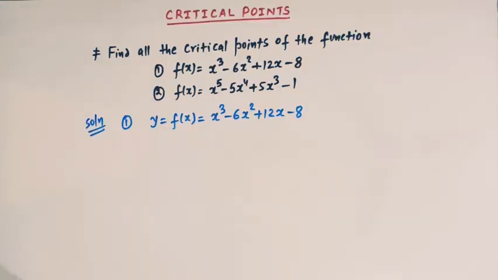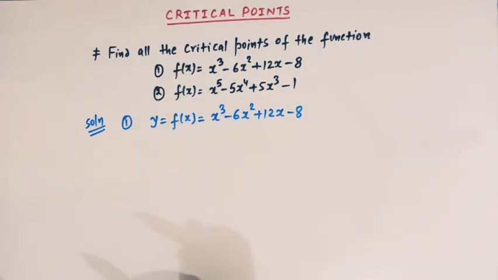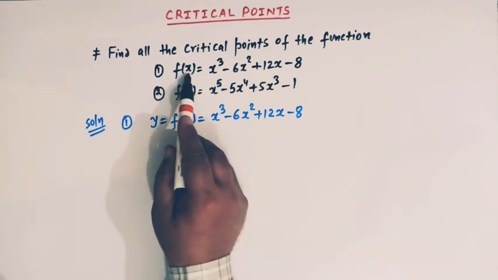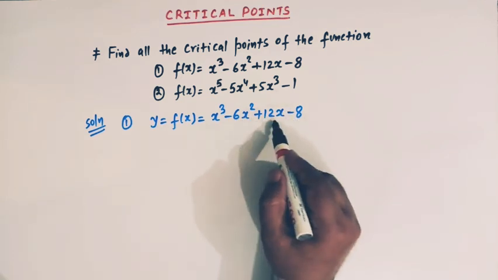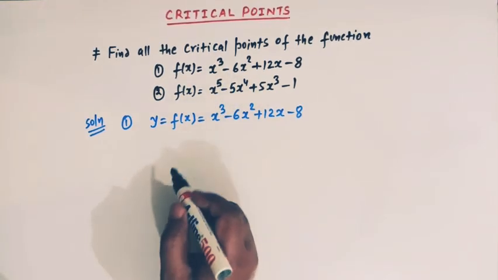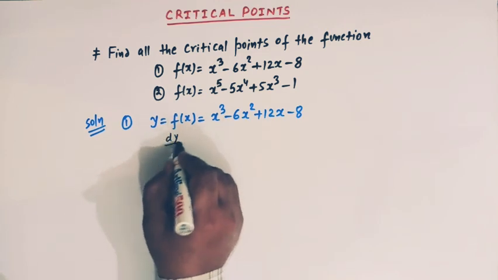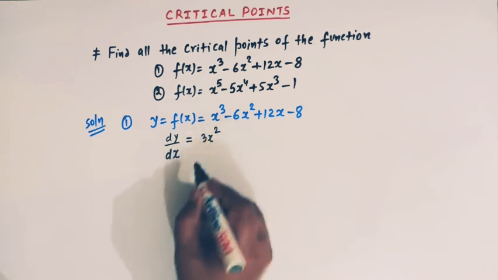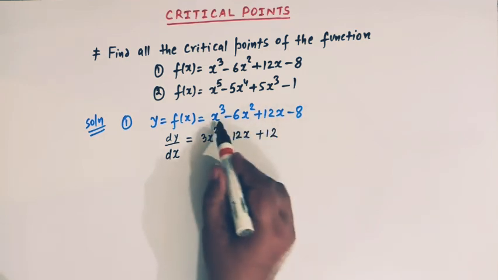Now let us take this example to find the critical points of these 2 functions. So let us take the first one. Here we have y equal to f of x equal to x cube minus 6x square plus 12x minus 8. Now in order to find out the critical points, let us differentiate this function. So dy over dx is equal to 3x square minus 12x plus 12. So this is the derivative of this function.